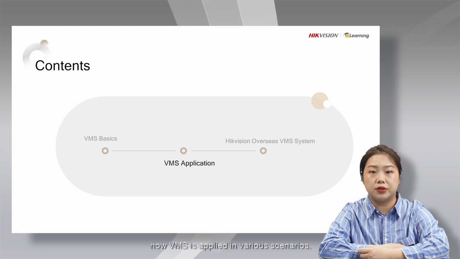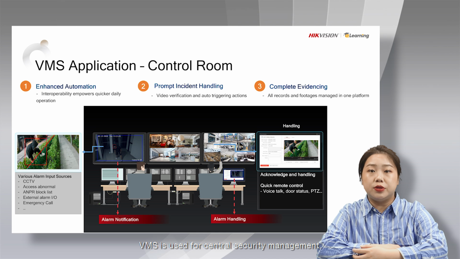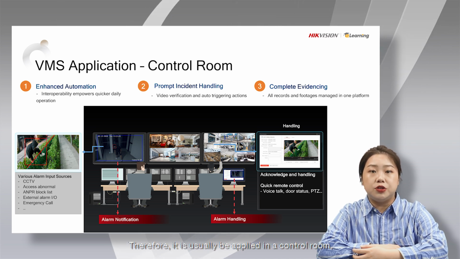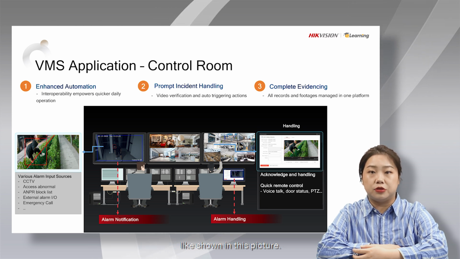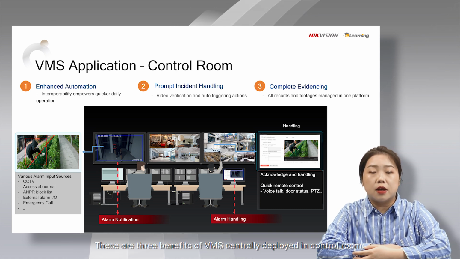various scenarios. As we introduced before, VMS is used for central security management. Therefore, it is usually applied in a control room, like shown in this picture. There are many monitors here, and we usually call it a smart wall. These are 3 benefits of VMS centrally deployed in a control room.